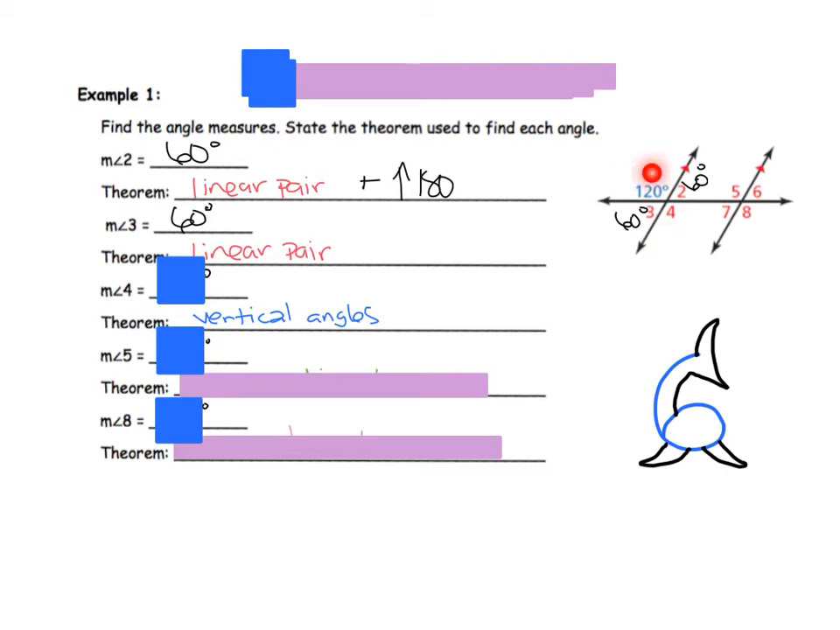Those are the easiest ones to identify because they share that vertex and they're located diagonally across from one another. So in this case, angle 4 then would be 120 degrees.